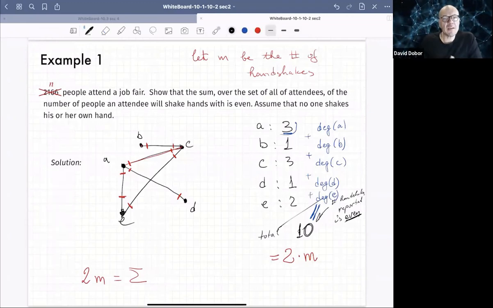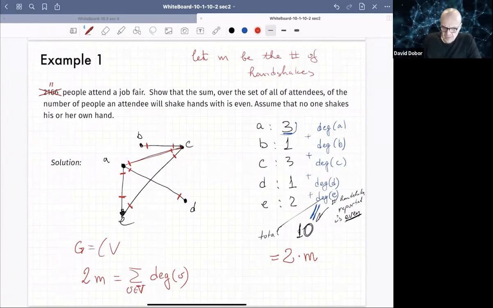So yes, each handshake is accounted for twice, once from A and once from C. And I've taken accounts from everybody, and each handshake was reported exactly twice. So that means that twice the number of handshakes is the sum of all reports. That is the sum of all degrees of whatever vertices I have in this graph, all the vertices, whatever the vertices are in G. So the graph G is all the vertices and all the edges. Okay, so for this G, this is true.